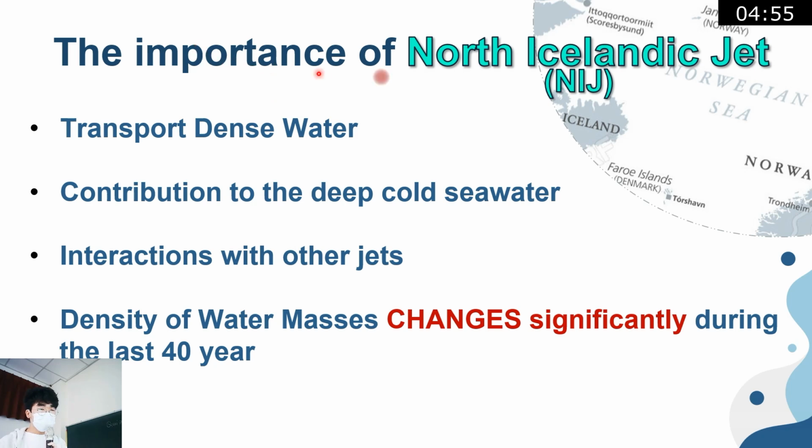And the importance of the NIJ is that it can transport dense water, and it contributes to the deep cold seawater. And it can interact with other jets. And the most important thing is that the density of the water masses changed significantly during the last 40 years.